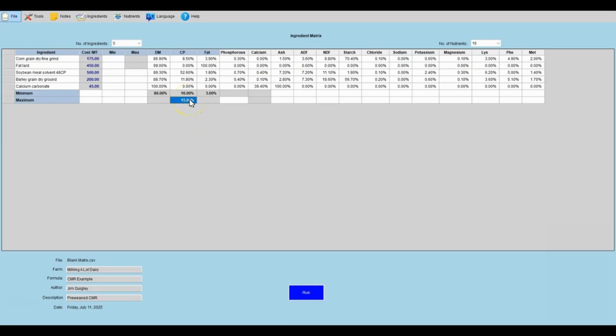Ingredient limits can also cause problems. If I restrict soybean meal to a maximum of 3%, the remaining ingredients cannot supply enough protein to meet the 16% requirement, and the solution becomes infeasible. Similarly, forcing an ingredient to an exact inclusion by setting the minimum and maximum to the same value can eliminate all feasible solutions.